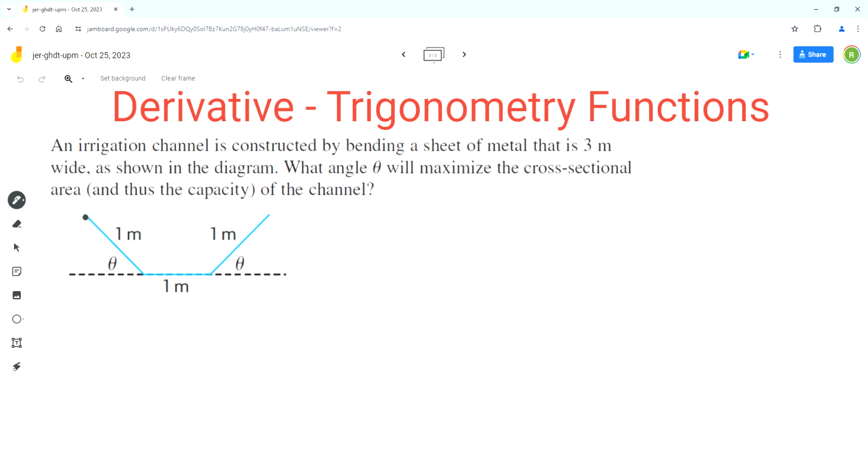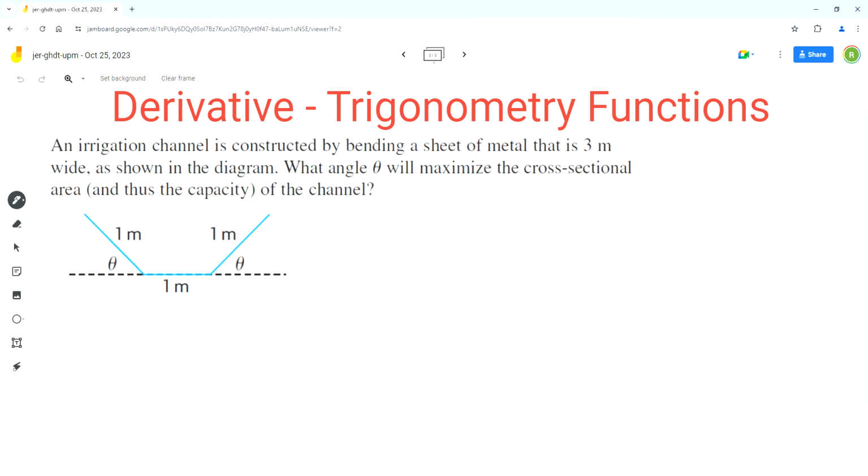The cross-sectional area here is in the form of a trapezoid, and it's an isosceles trapezoid because the two non-parallel sides are equal in length. The sides that represent the top and the bottom of the trapezoid are parallel to each other. So the first thing we should do is write the formula for the area of this trapezoid, because we have to find the angle theta that will maximize the cross-sectional area.